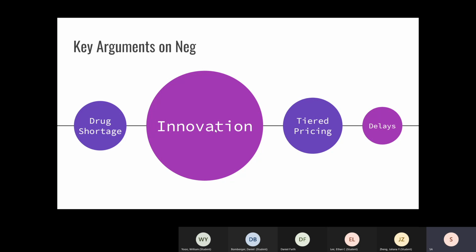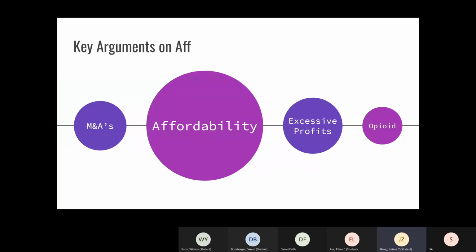Does anyone have questions on AF or neg args? Wait, for the AF one, can you explain again? What do you mean by you essentially concede the argument about something?